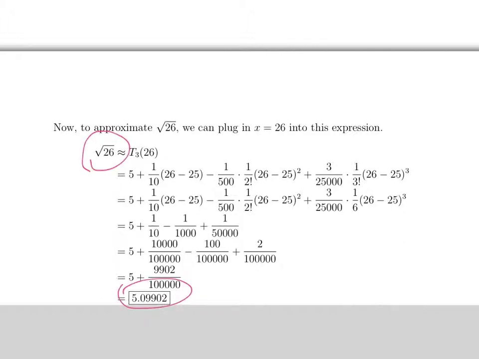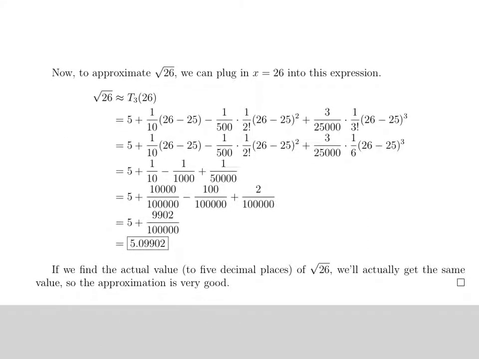It comes out to 5.09902. Now, as I said, your pocket calculator will do this very nicely for you. In fact, if you use your pocket calculator to get the value of the square root of 26 and look at it to 5 decimal places, you're actually going to get the same thing. So this approximation is really very good. All right, that's all for now.